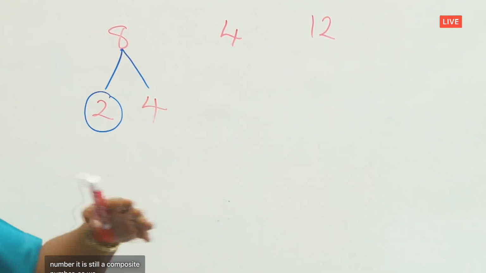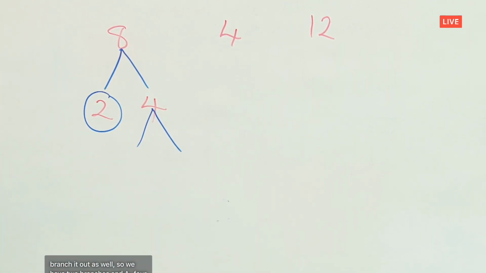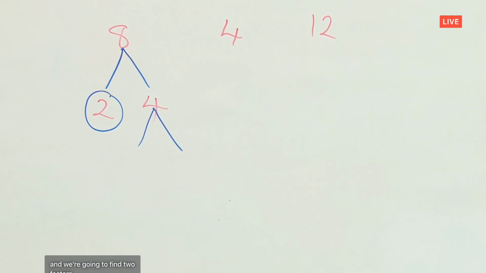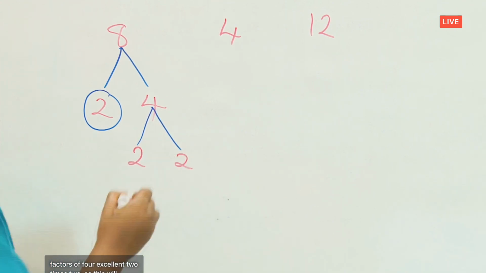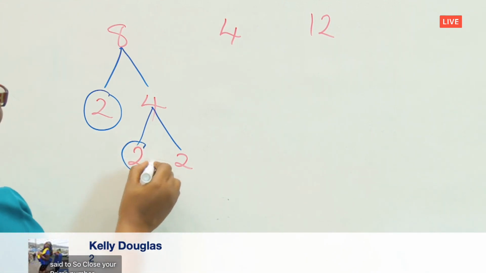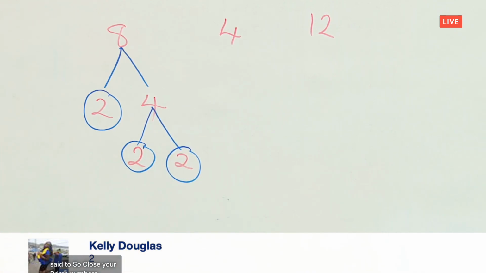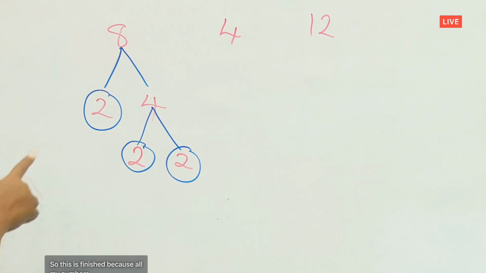So 4 is not a prime number. It is still a composite number, so we are going to branch it out as well. So we'll have 2 branches under 4. And we are going to find 2 factors of 4. Excellent. 2 times 2. Circle both of them. Why do I circle both of them? Yes, because they are all prime numbers. And I say to circle your prime numbers. Yes, Kelly, 2. So, this is finished because all my numbers are circled.